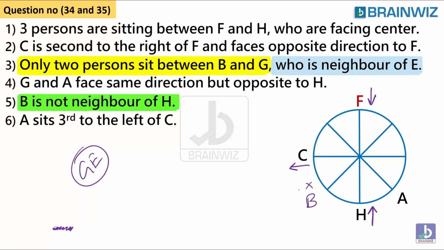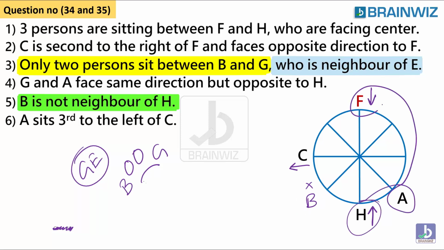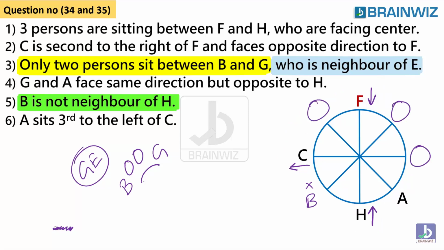Cool. Now let's try to see where this B will sit. One thing is that B and G have 2 people between them. So have a look, everybody, on the screen right now. Here is B, not possible. Here B, not possible. B, not possible. B, not possible. So only these places are there for B.